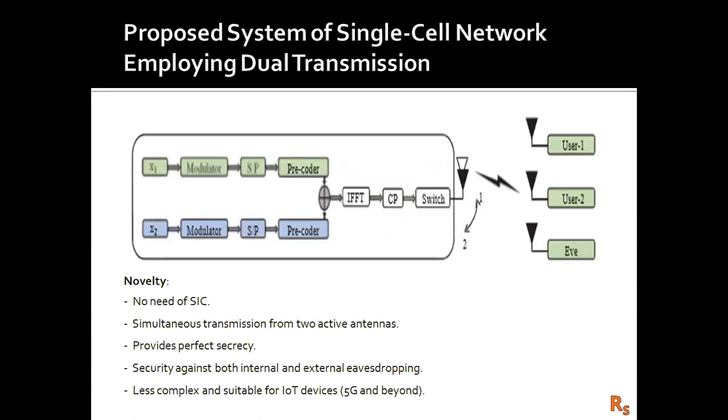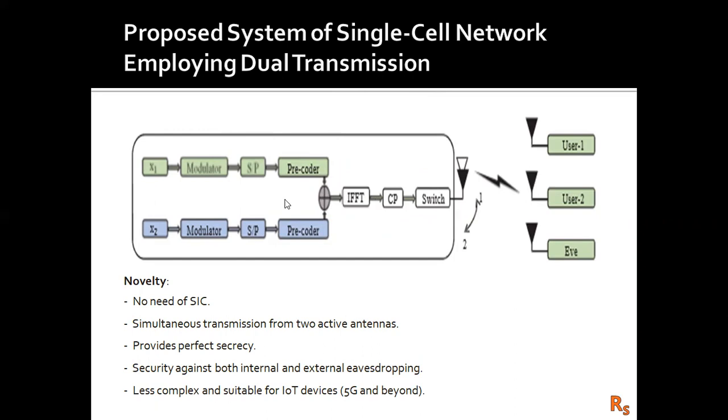So the proposed system of a single cell network that is employing dual transmission is presented in the figure. In this system, we consider a wireless system in which we have one transmitter and two receivers. So it is a multi user communication system, and those under the risk of eavesdropping.